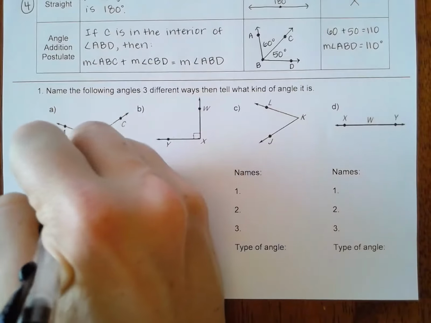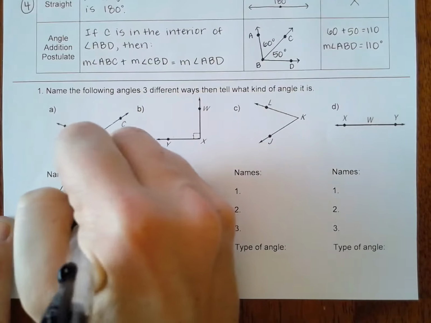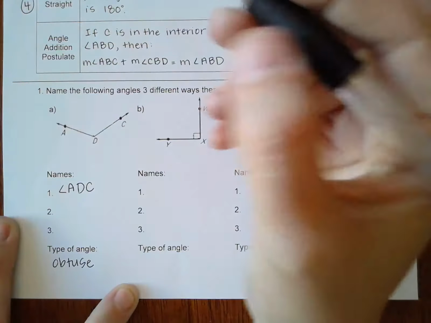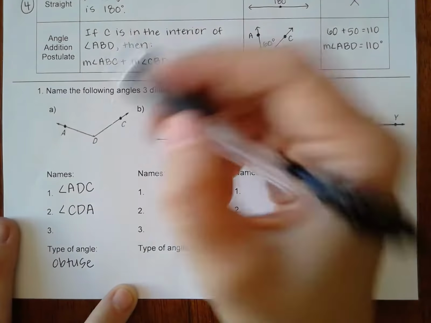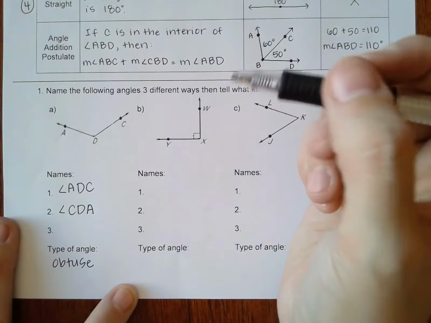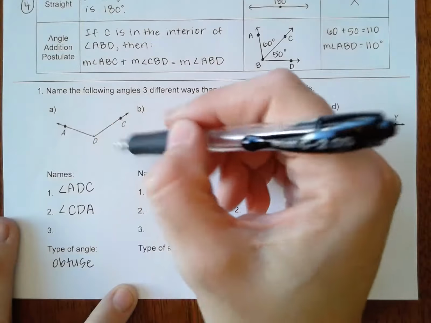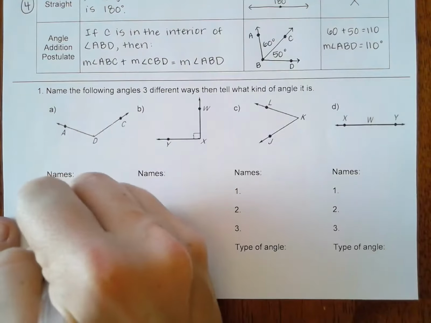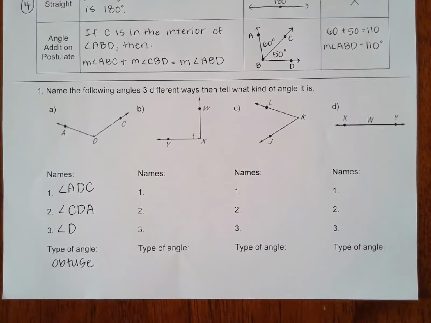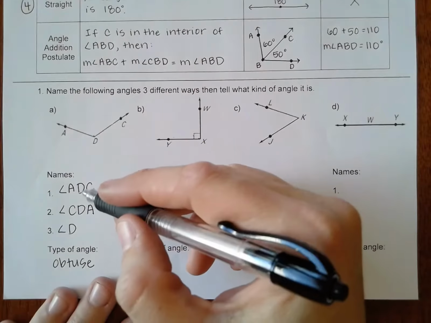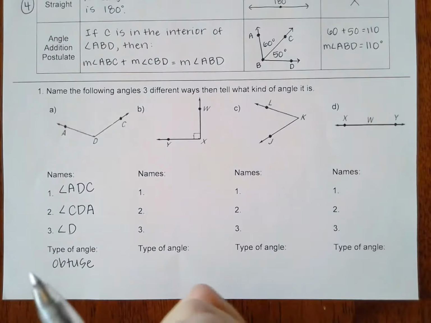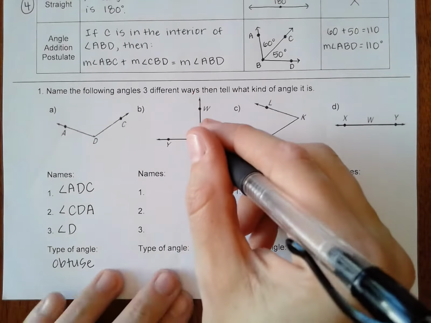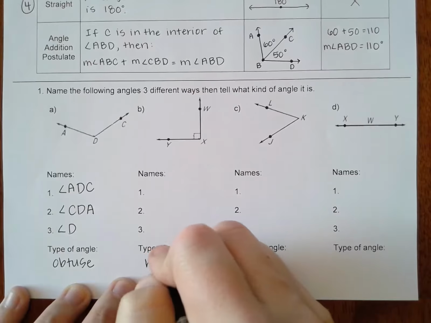So I could call this angle angle ADC, with the D in the middle because it's the vertex. I could also call it angle CDA, with the D in the middle because the D is the vertex. And then the last way I can name it, because there's no other angles that share that vertex, I could also call this one just angle D. Okay. When you look at angles and they're named with three letters, the one in the middle has to be the vertex because the vertex is like the center point of the angle, if you want to think about it that way.